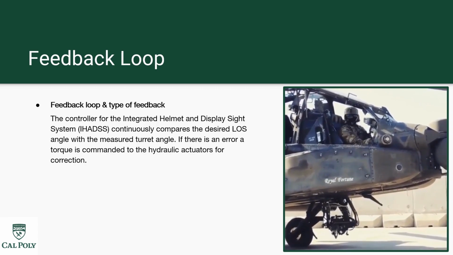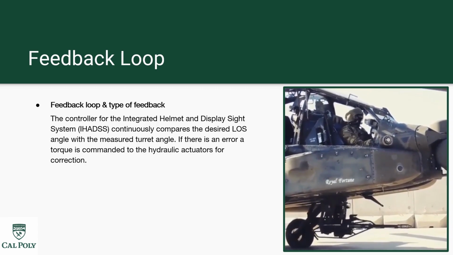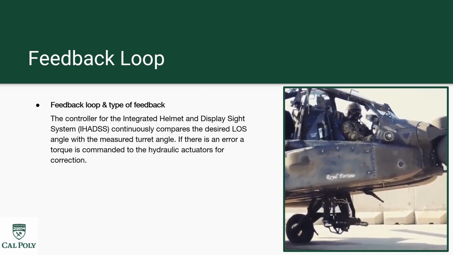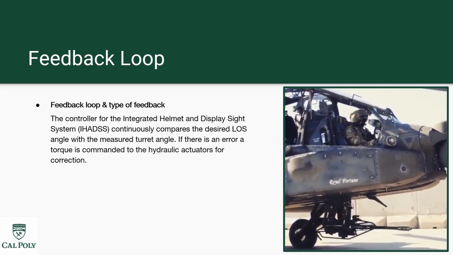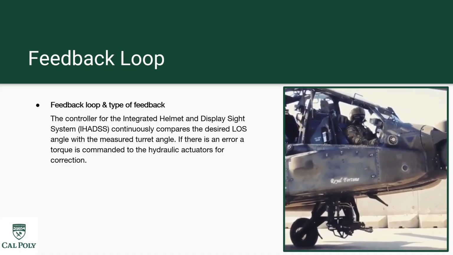The controller compares the pilot's desired line of sight with the turret's measured angle, and any difference becomes an error signal. That error drives a commanded torque to the actuators, keeping the turret aligned with the intended direction.